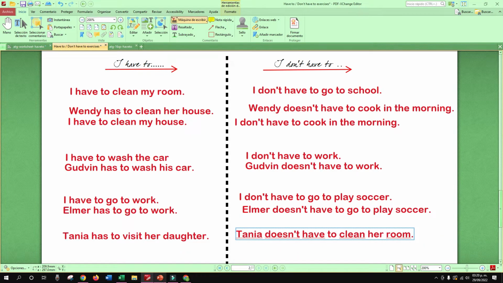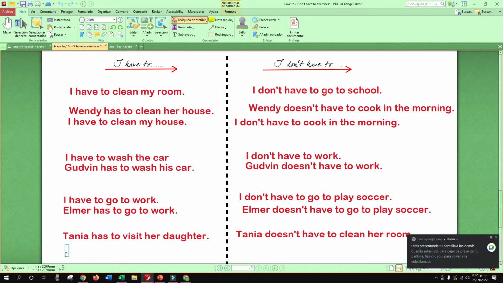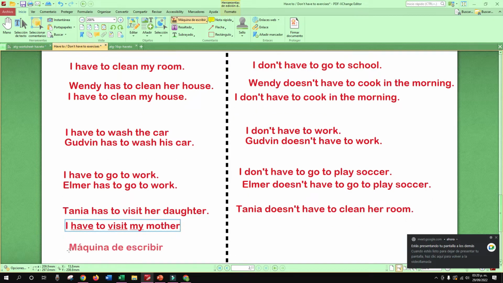Yes? Let's see, I can say Mr. Miguel Cuellar. I have to visit my mother. And I don't, that is don't, Mr. Cuellar, or do not go to work. But in this case, it's missing something, Mr. Cuellar. Ahí hay un error, Mr. Cuellar. Vamos a hacerlo acá. Then, it says, I have to visit my mother, right?